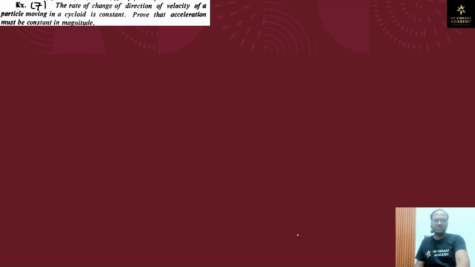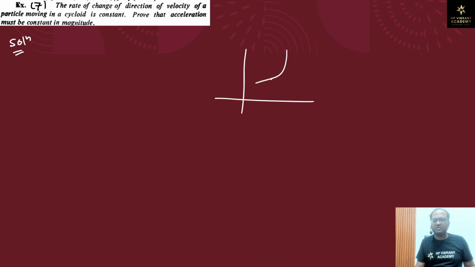Let us discuss question number 7. What is given in the question? Rate of change of direction of velocity. Let us consider a curve like this, and a point P. Let us draw a tangent at this point P. The direction of tangential velocity v is in this direction, and let this tangent make an angle psi with the horizontal. So this is horizontal.